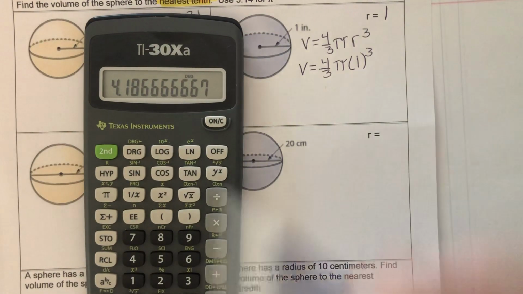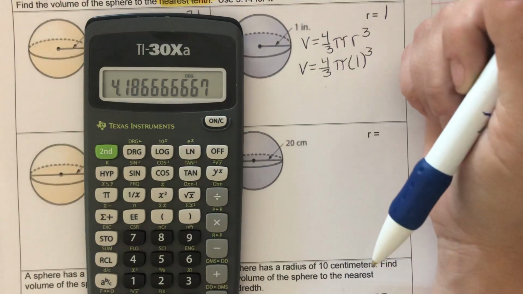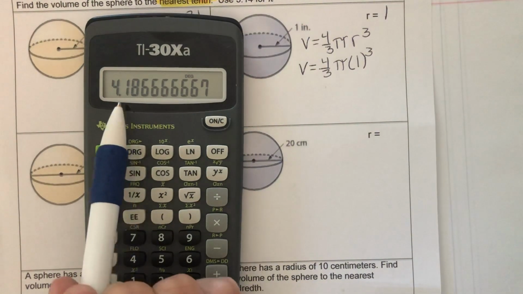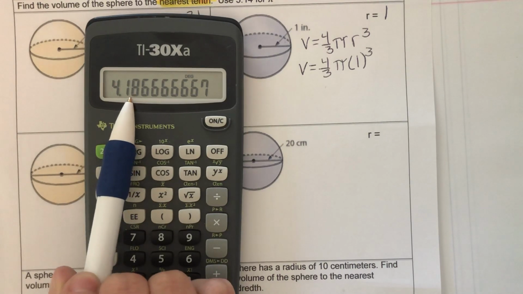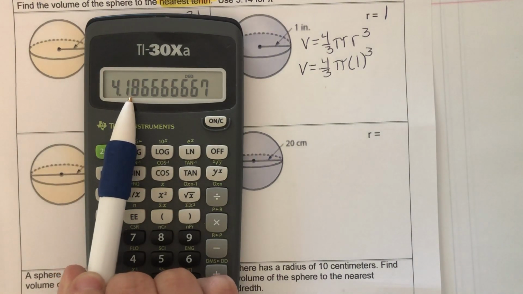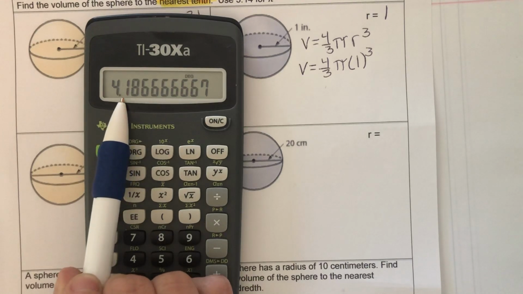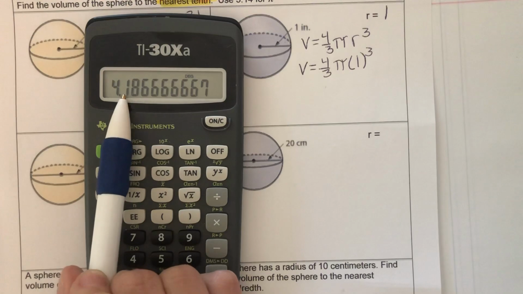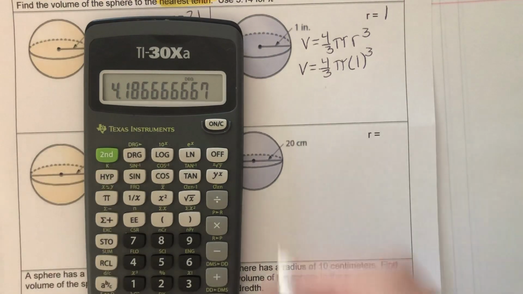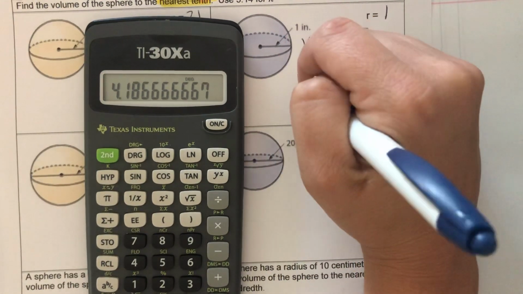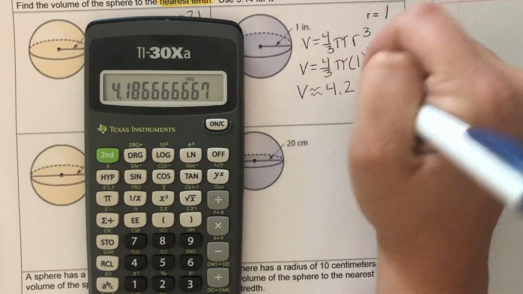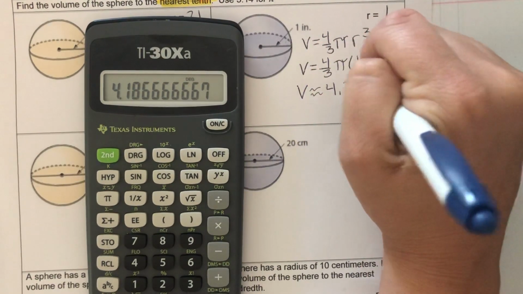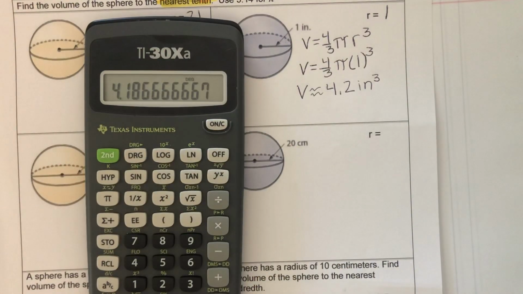That's okay though, because we need to round it to the nearest tenth. So I'm going to look at my tenths place. It's a 1. Look to the neighbor to the right to see if I need to add 1 more or let it rest. 5 or more, add 1 more. So that means that I'm going to add 1 more to this tenths place. 1 plus 1 is 2. Volume is approximately 4.2 inches cubed, or cubic inches.